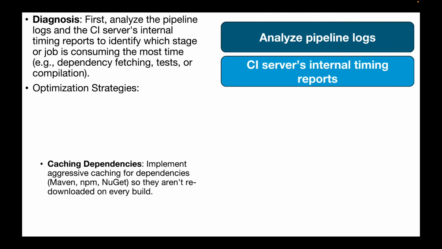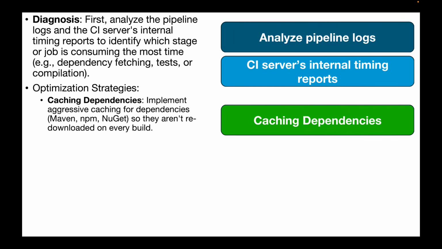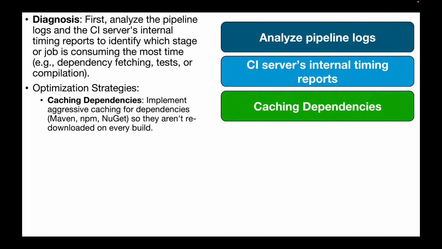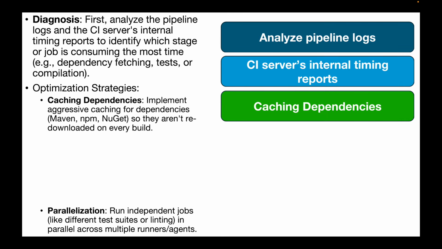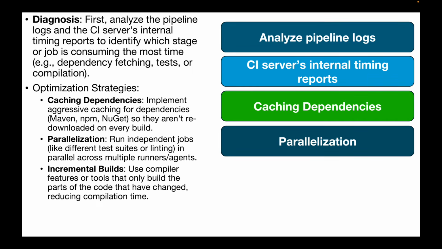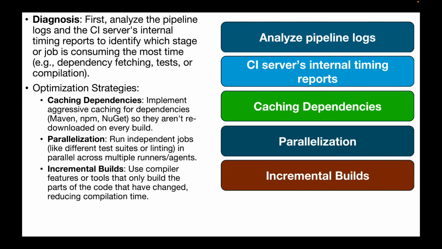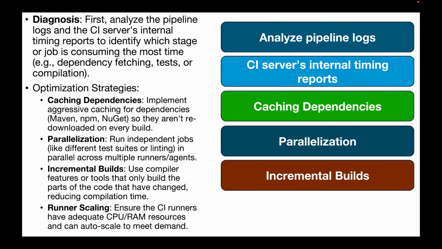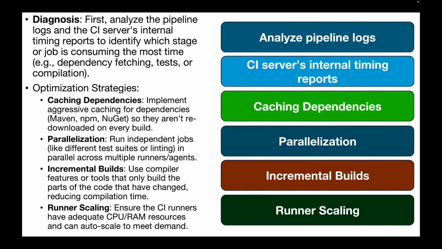Now, if you want to optimize this, then you can consider using caching dependencies. So implement aggressive caching for dependencies so they aren't re-downloading the packages during every build. Then parallelization. So run independent jobs like different test suites or linting in parallel across multiple runners or agents. And then incremental builds. So use compiler features or tools that only build the parts of the code that have changed, reducing the compilation time. Finally, scaling the runner. So ensure the CI runners have adequate CPU or RAM resources and can auto scale to meet the demand.